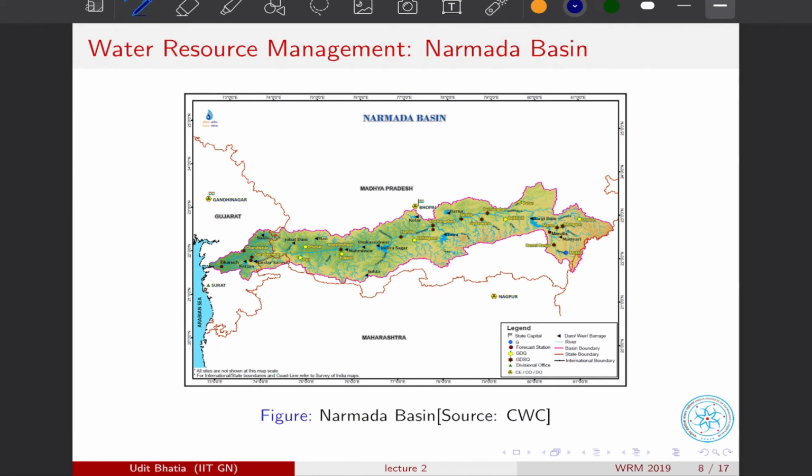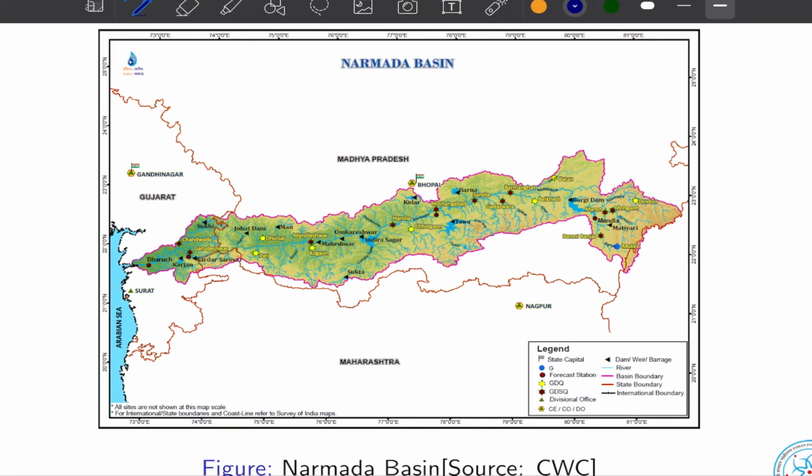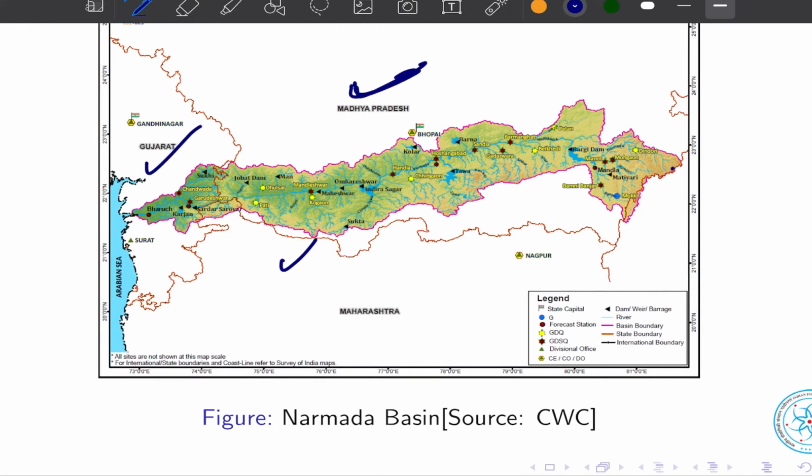Now, just to give you an example of a real world management system, since we are sitting in Gujarat right now, IIT Gandhinagar is situated in Gujarat, and we are not very far off from the Narmada river basin. And you see that it starts all the way from Madhya Pradesh and touches the states of Maharashtra and Gujarat, with a major portion of it flowing through Madhya Pradesh. So this is an interstate basin which cuts across many states, and all these three states depend upon the Narmada Canal and this Narmada Basin to meet their water needs.